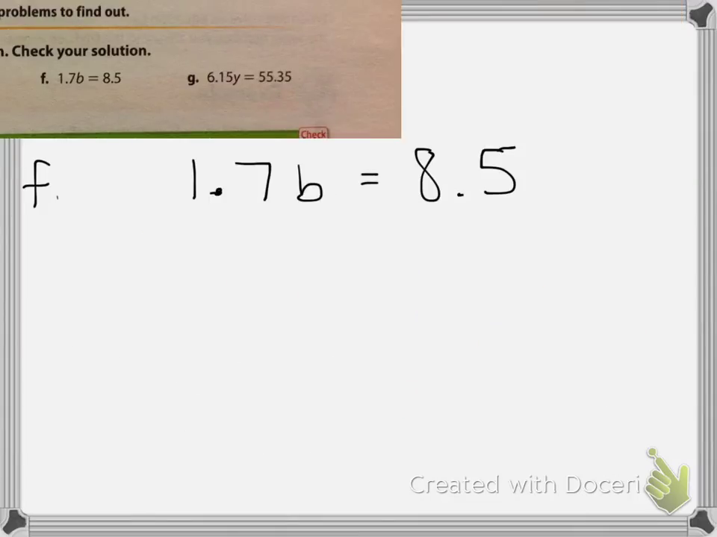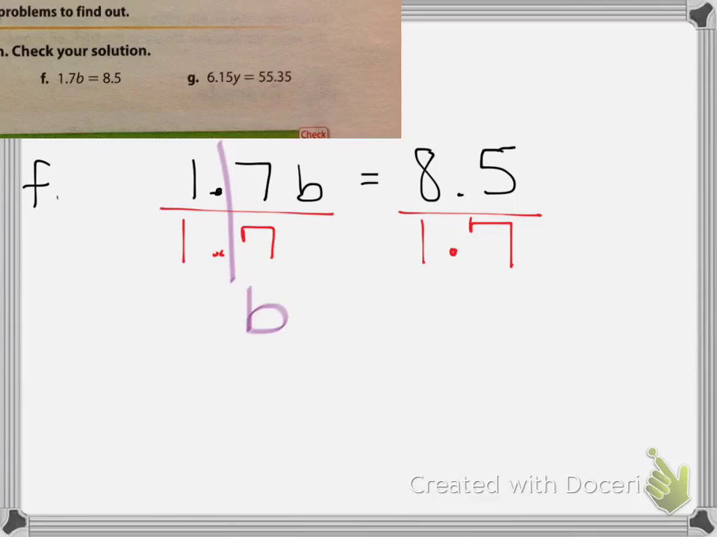All right, our next problem is 1.7b equals 8.5. So our variable in this problem is b, and we need to find out what's being done to b, and b is being multiplied by 1.7. So in order to undo that multiplying by 1.7, we have to divide by 1.7. And remember, because of the division property of equality, you need to divide both sides by 1.7 so that your equation still remains equal. So 1.7 divided by 1.7 just leaves you with 1b, and we represent that with just b.